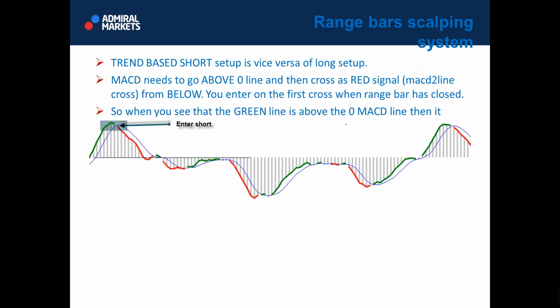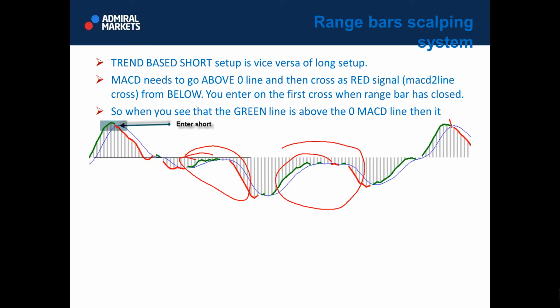Trend-based short setup is vice versa of the long setup. MACD needs to go above the zero line and then cross as a red signal from below. So from this point, this needs to cross, and that is the short entry. Now you don't go short anywhere else there. You just neglect these signals.